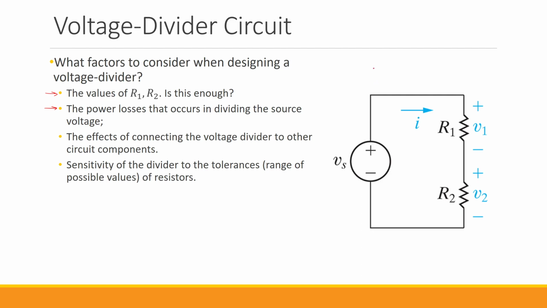Do you remember the equation for power was VI? For example, for P1, the power at resistor 1 equals V1 multiplied by I. I was Vs divided by R1 plus R2. So this is I. What is V1? V1 was R1 divided by R1 plus R2 multiplied by Vs. If I do the calculations, this becomes R1 divided by R1 plus R2, squared, multiplied by Vs squared.